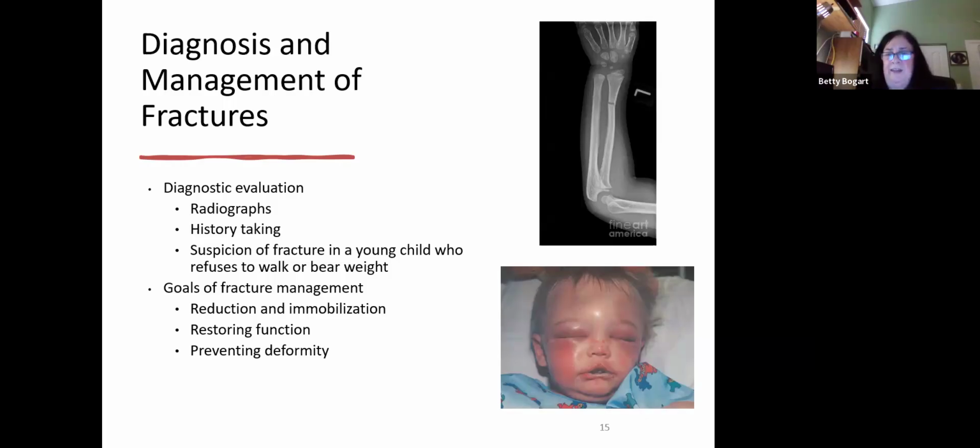One of the things that we see in children is if they're not putting weight on a leg and ankle or something, we know it's broke, because they will touch it if it's sprained. They will not put any weight on it if it is broke. So what is our goal in any fracture? We want to reduce and immobilize it. We want the function to be maintained, and we don't want a deformity. So all of the things that we do are to make sure that bone is straight.